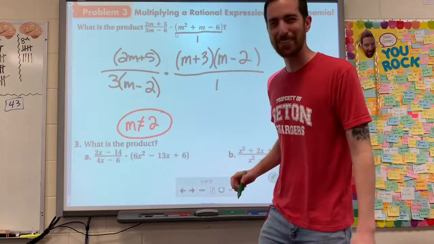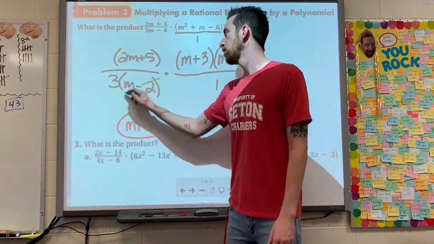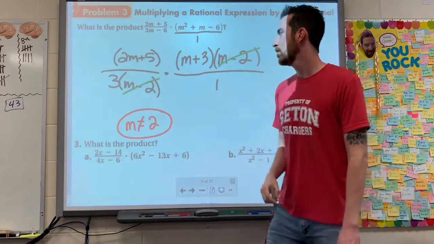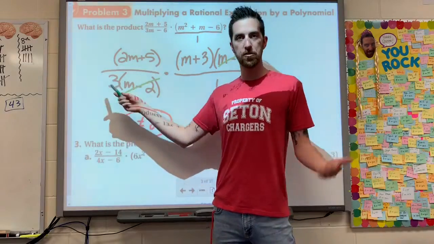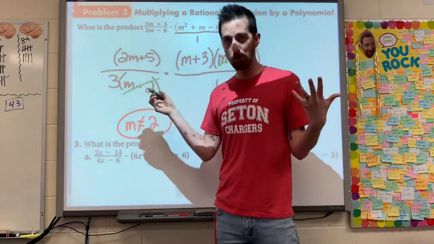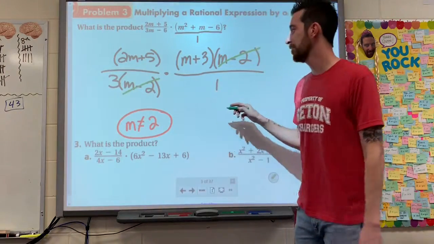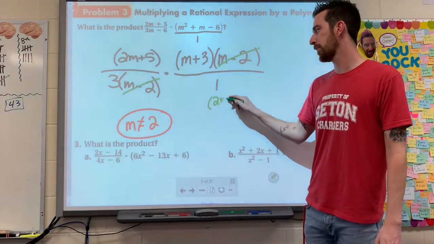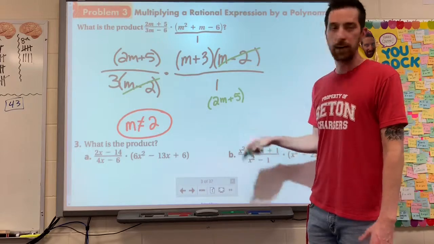So what can we cancel out? The m minus 2 for an m minus 2. All we got left on the bottom is 3 times 1, which is 3. Can we simplify 3 with any of these groups? Nope. So on top, we've got 2m plus 5. We've got m plus 3.